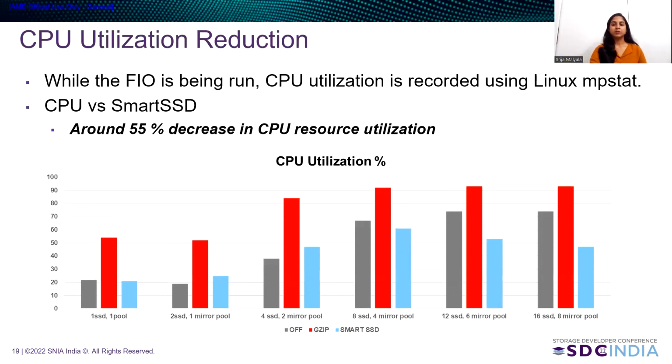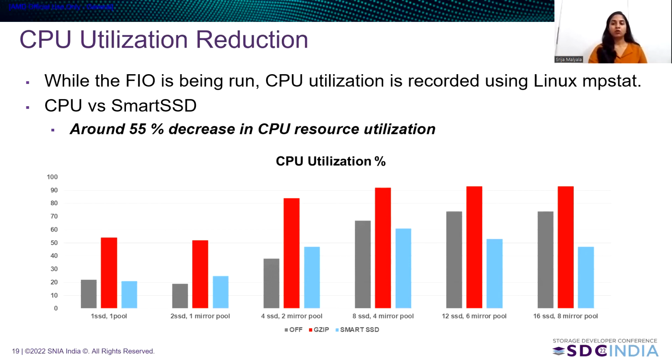The next is the CPU resource utilization. The aim was to minimize it so that the resources can be utilized elsewhere. Again, we have plotted this for all the cases from 1 mirror pool to 8 mirror pools, using 16 SSDs in total. While FIO is being run, we used Linux mpstat to record the CPU utilization. We have done the same for 3 scenarios again.